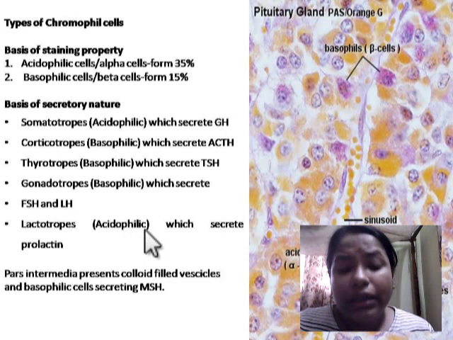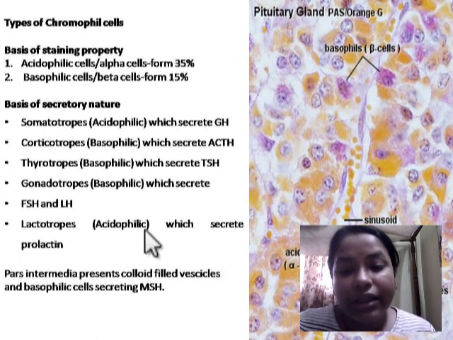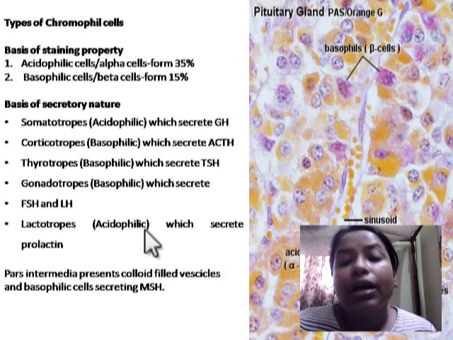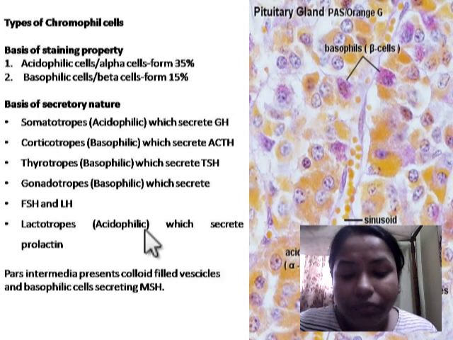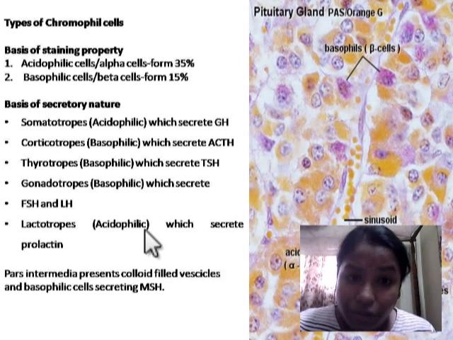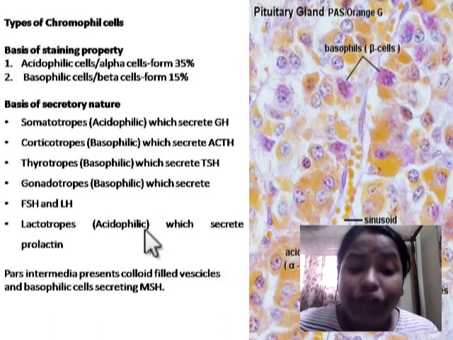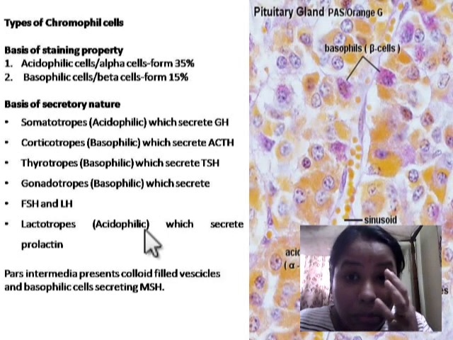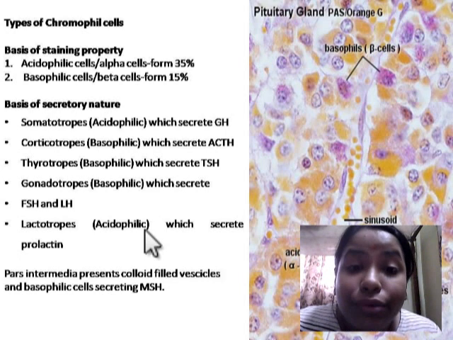Okay, pars intermedia presents colloid filled vesicles of unknown function, and it also has basophilic cells which secrete melanocyte stimulating hormone. Normally orange G or eosin dyes are used as acidophilic stain here, and periodic acid Schiff as basic stain to record the tissue section.